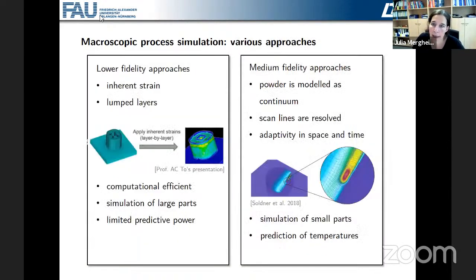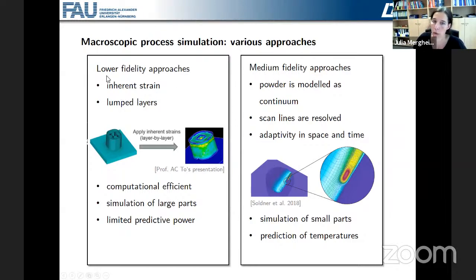And due to these different length scales, there are even on the macro scale various approaches for process simulations. So with the macroscopic scale, I mean that we model the powder by means of a continuum and that we do not resolve the particular powder particles. And in addition, we do not model explicitly, for example, the fluid flow in the melt pool.